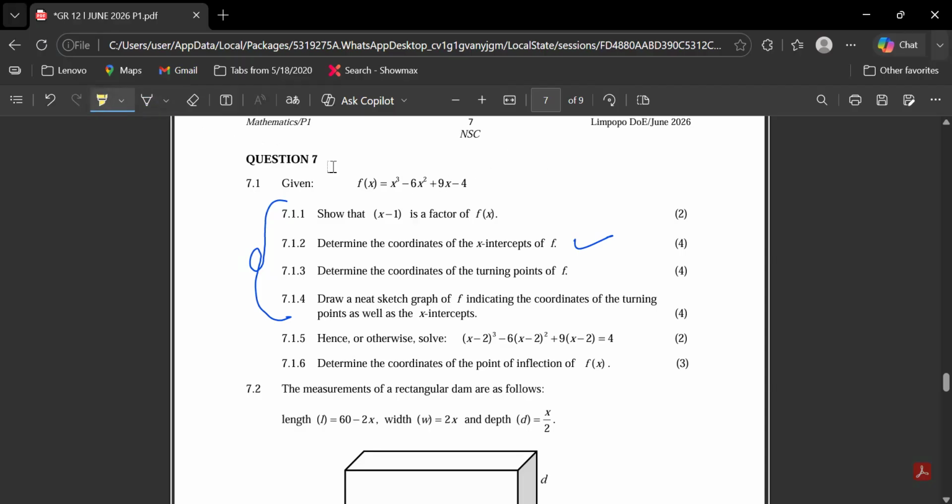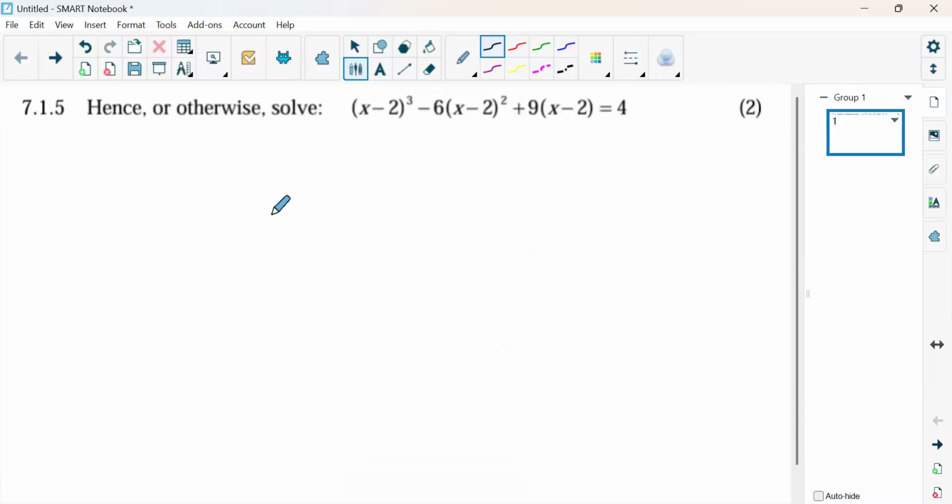We can tell them that we were given f of x is x cubed, x to the power of 3, minus 6x squared, plus 9x, minus 4. So we have the following equation, and then we're supposed to calculate the x-intercept.